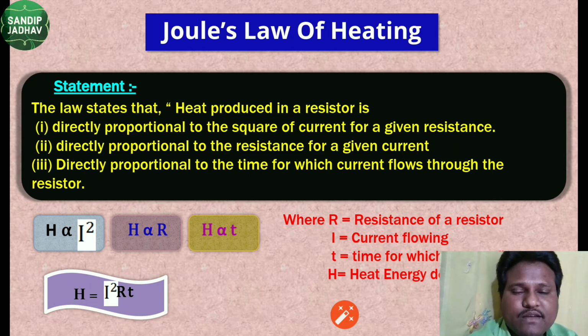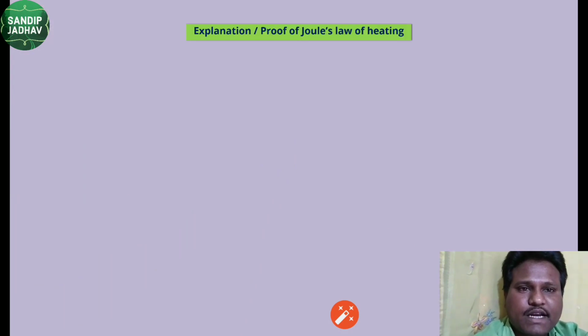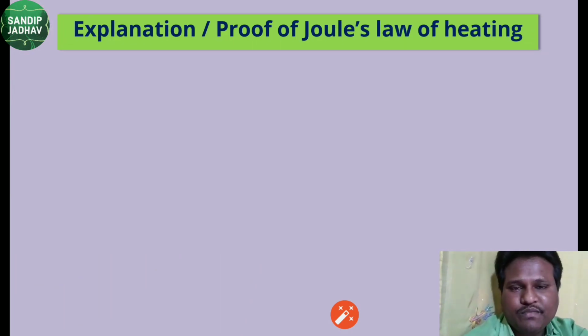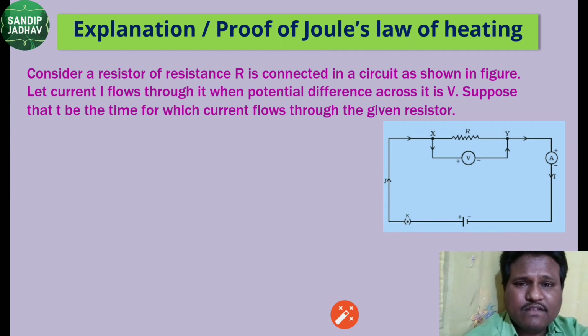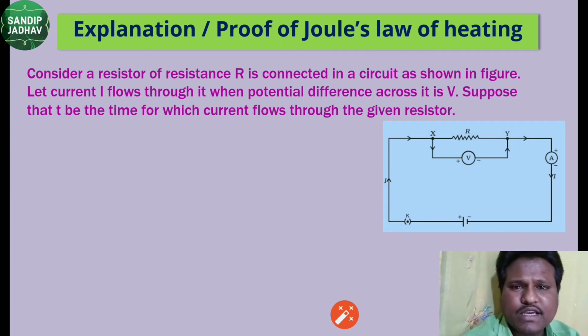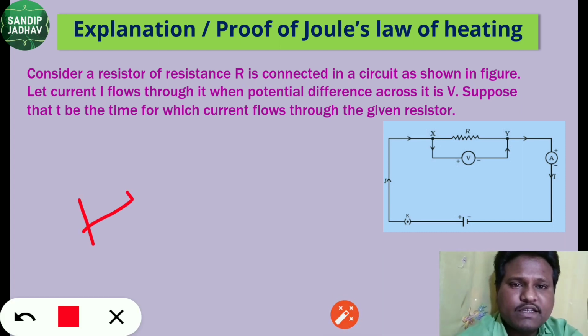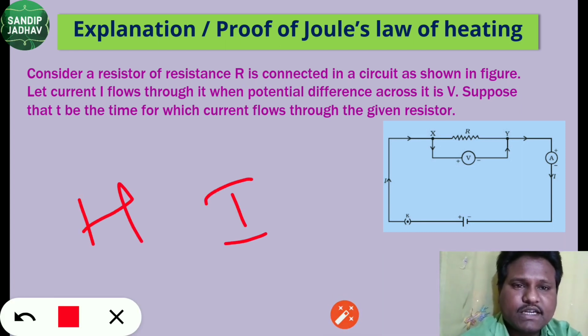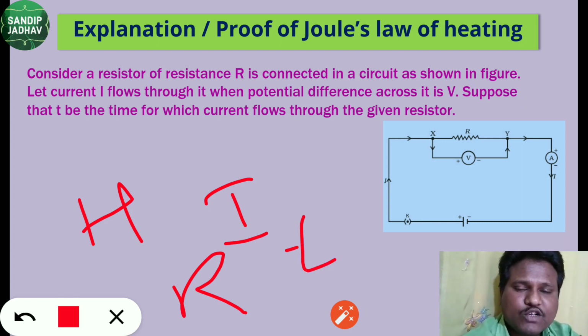So Joule's law of heating gives us the relation between four quantities: heat energy developed, resistance, current, and time for which current is flowing through the circuit. Let's move further and see how we can prove Joule's law of heating. As you know, Joule's law gives us the relation between four quantities: H, the heat energy developed, then electric current, resistance, and time. For this purpose, we need to assume one circuit in which we can apply all these four quantities.